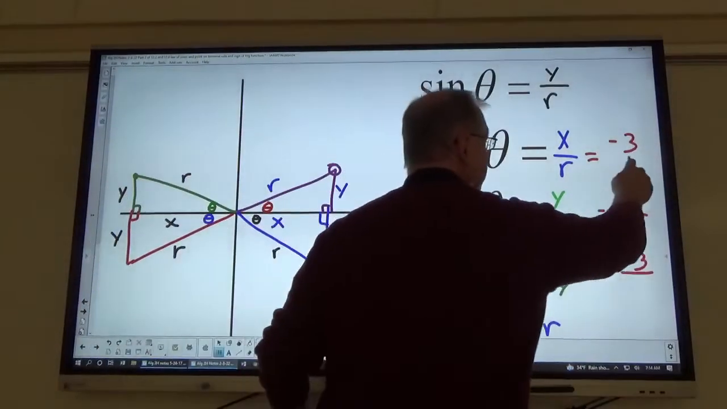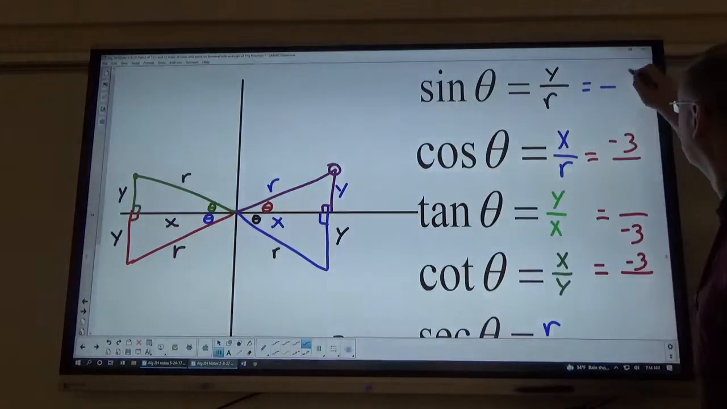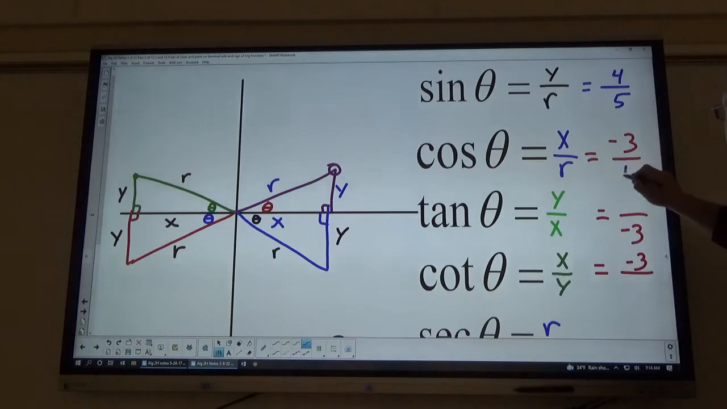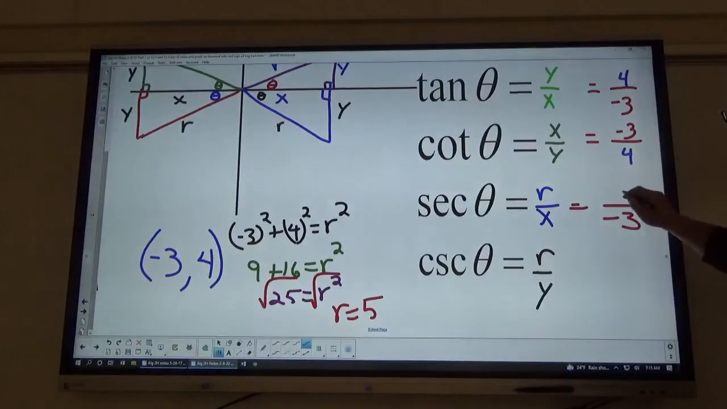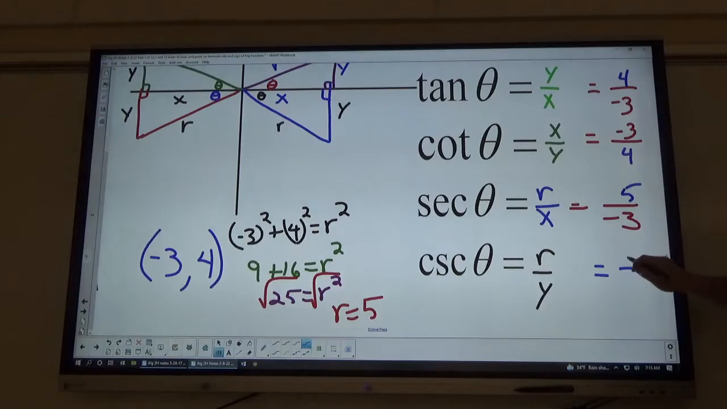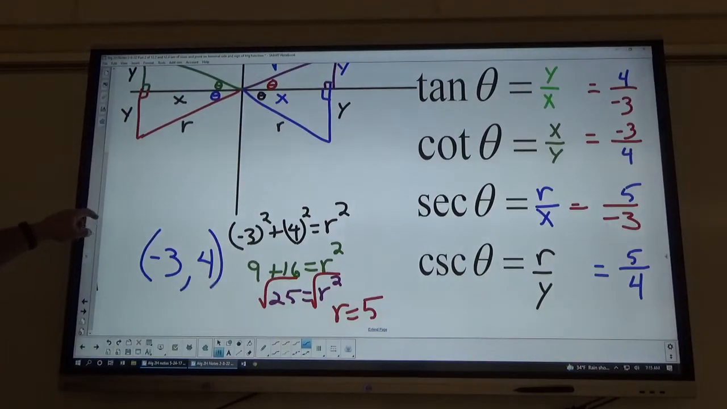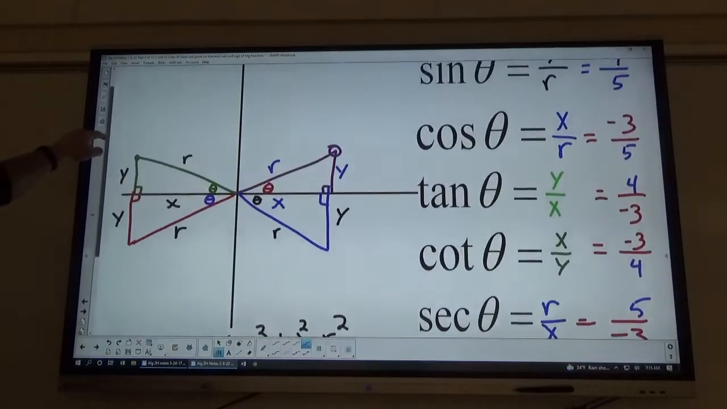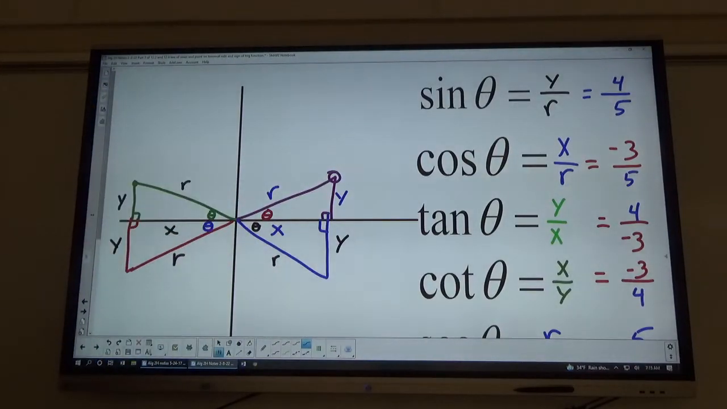Y is 4. R is 5. Y is 4. R is 5. Y is 4. And there you have all of the trig functions all done out. When you're given a point like this, it's much faster to plug in, once you know those, given the point and the radius.